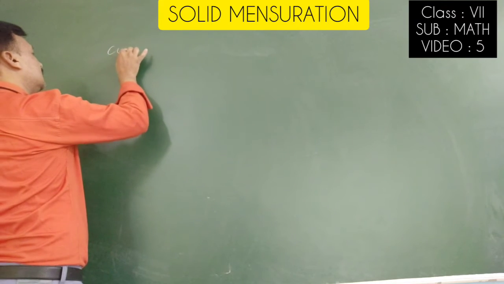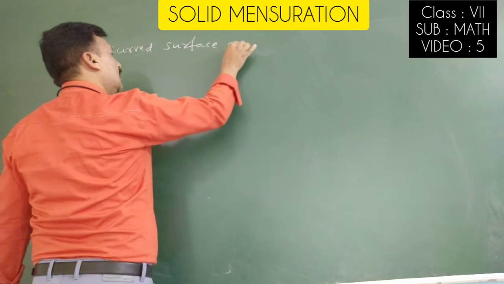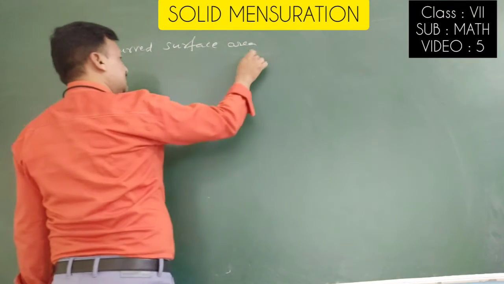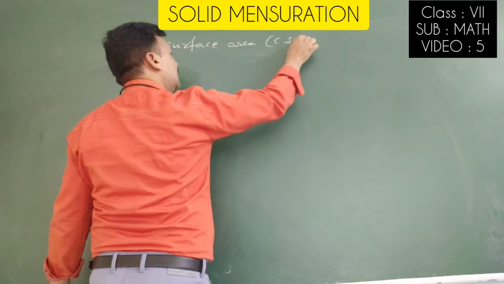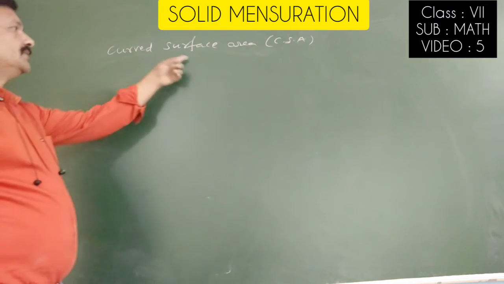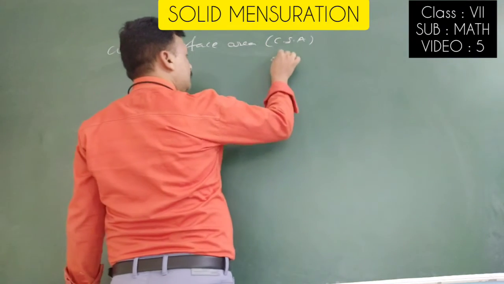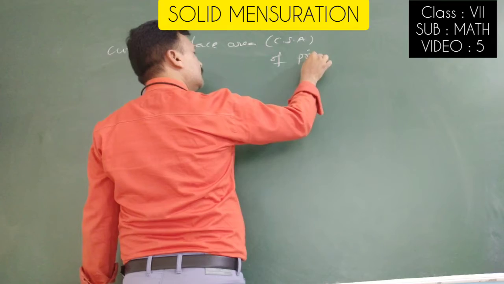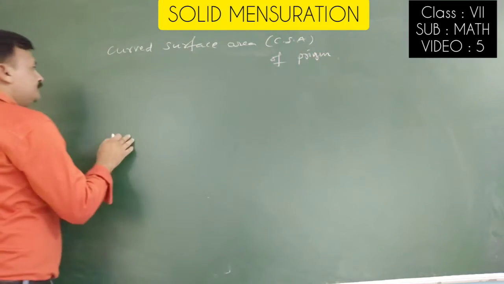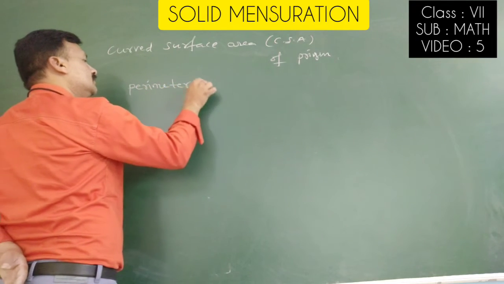Now CSA, curved surface area, is nothing but LSA, lateral surface area. Here CSA and LSA are the same. Lateral surface area is used for rectilinear figures, and curved surface area CSA for curvilinear figures. The CSA of a prism is perimeter into height.